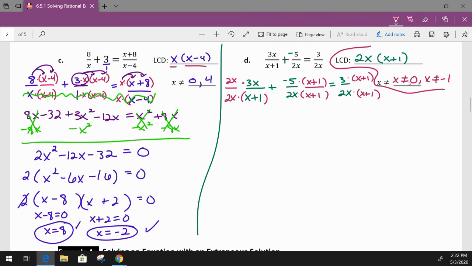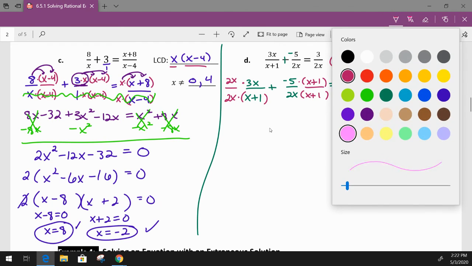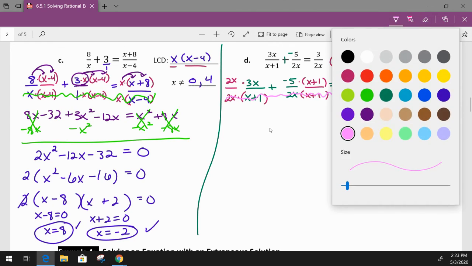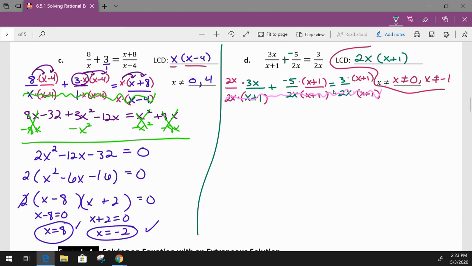All right, so those are what x cannot equal. I guess I didn't need to write the x cannot equal, but okay, so now look at your denominators. Are they all the same? Did you multiply the numerators by whatever the denominator was missing? So once you can say yes to that, now we can eliminate the denominators. And again, I stress, you can only do this with equations.